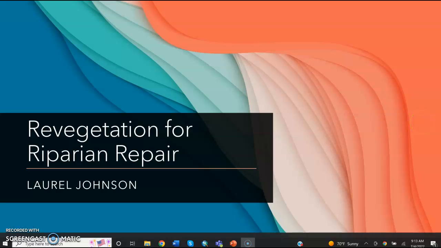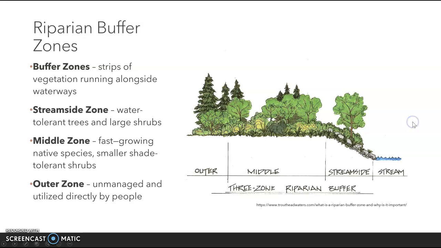Hello everyone. Today we're going to talk about revegetation as a management technique for riparian buffer zones. But before we jump into what this management strategy does, it's important to understand what buffer zones are.